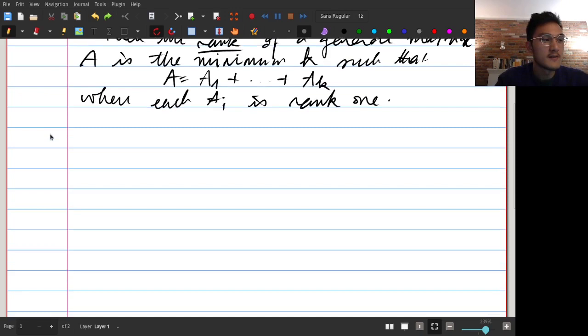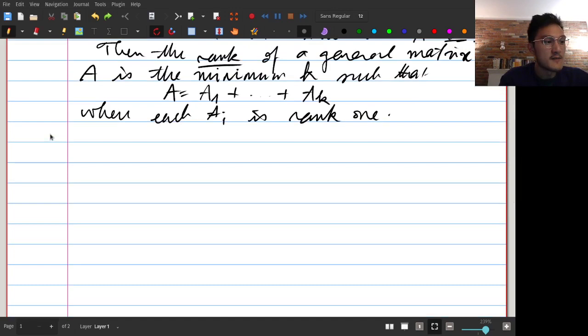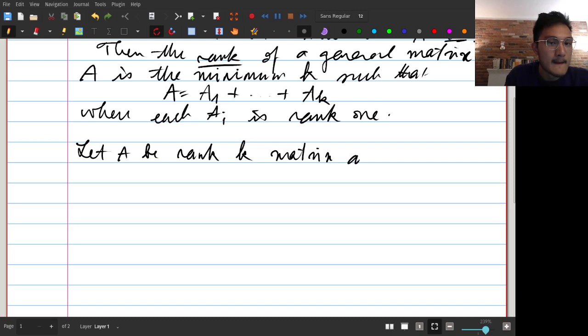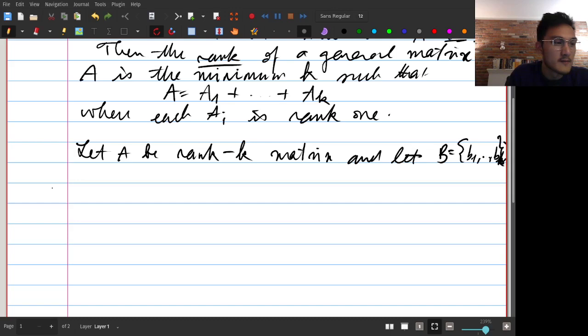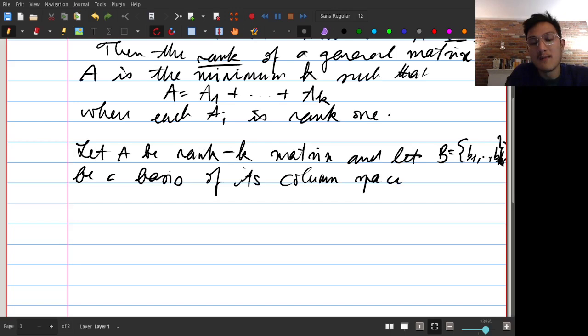To see that this definition is the same, let A be a rank K matrix, and let B, written out as B1 up to BK, be a basis of its column space. So this is a rank K matrix in the original sense, the first course in linear algebra sense. Its column space has dimension K, and so that's its basis.